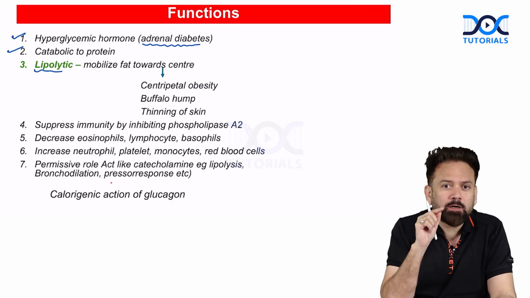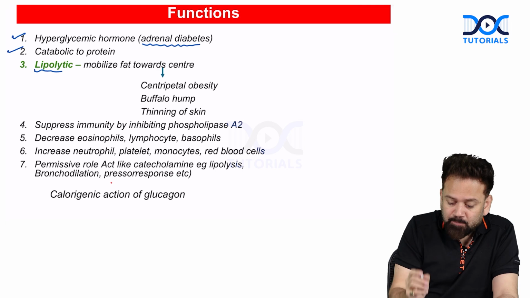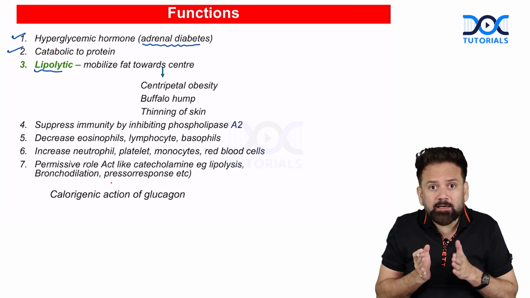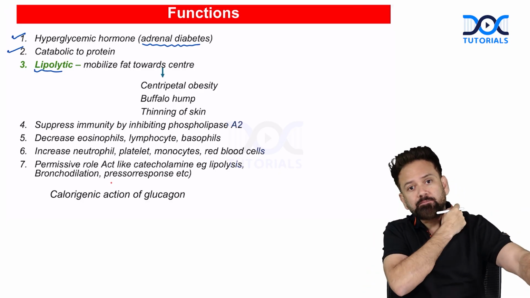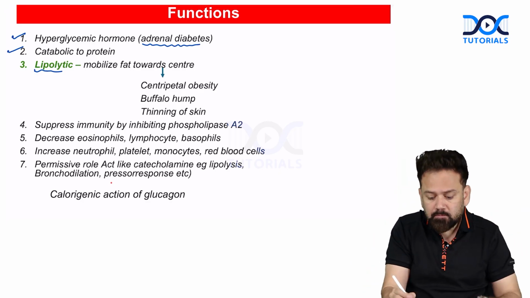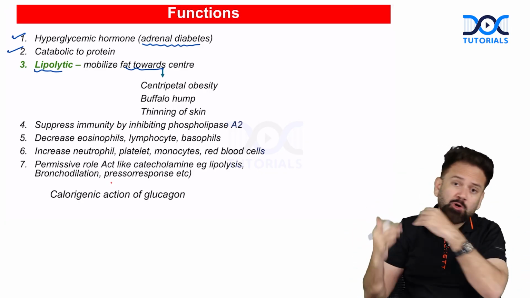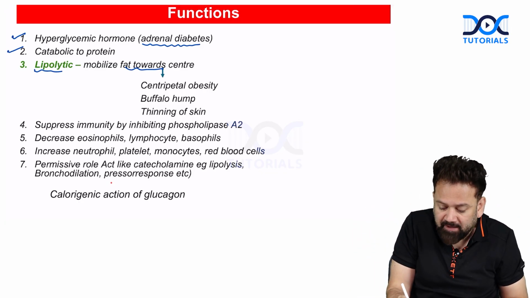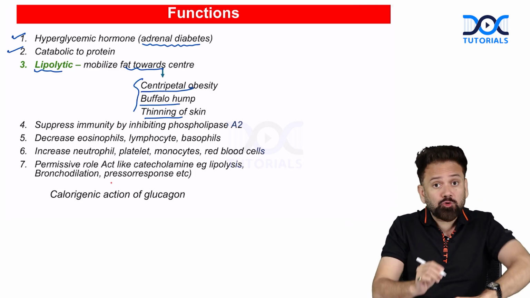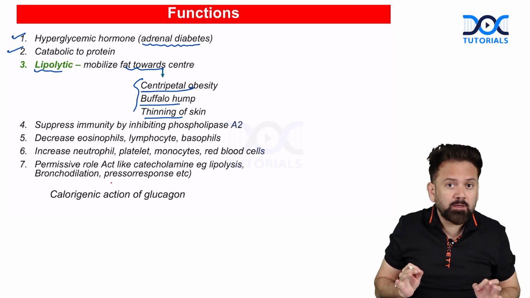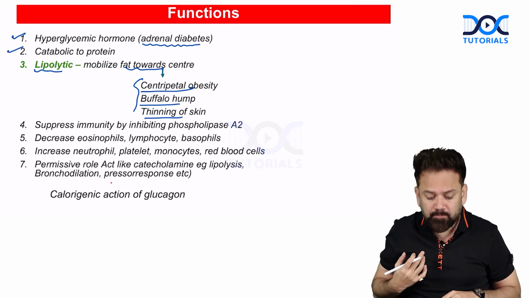If it is lipolytic, why in Cushing disease are patients obese? The reason is that although they will dissolve the fat, they will mobilize all the fat from the periphery to the center. From the periphery to the center. So fat will be mobilized in the center and the patient can have a hump over the back, and that is called buffalo hump. Thinning of the skin and centripetal obesity. So this is the important concept, doctor, that all fat will be moving from the periphery to the center.